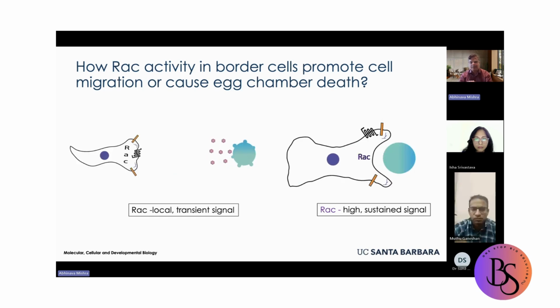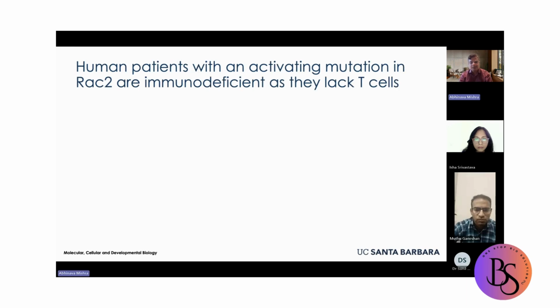RAC is being activated, a cell can become a phagocytic cell. So then around the same time, now all the result was in the fly system, but around the same time, when we found that these results in the fly system, that hyperactivating RAC can make a cell phagocytic, we found there is a paper that came out from NIH where they found that there were human patients with a hyperactive or activating mutation in the RAC, and those patients were immunocompromised and they were immunodeficient and they lacked T cell.